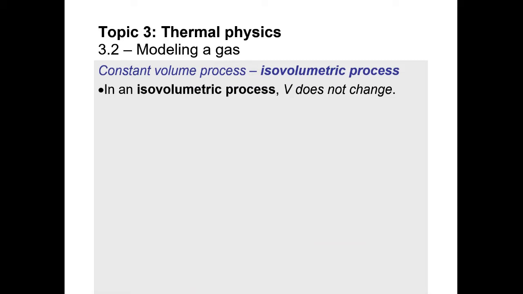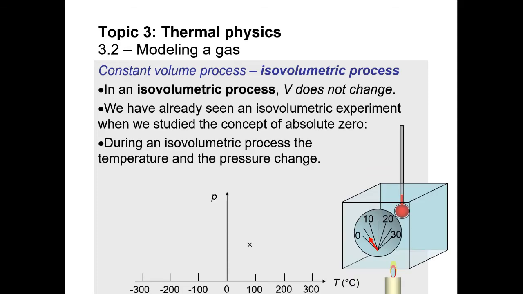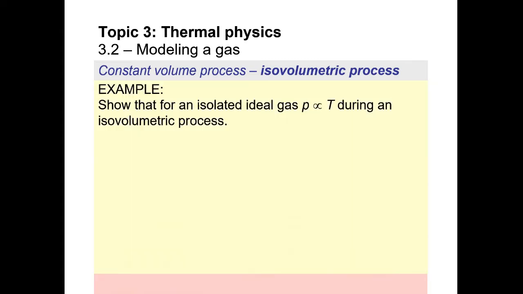Now let's take a look at the isovolumetric process. Volume does not change. When the temperature rises, the pressure rises. And note that volume was kept constant in this experiment. This shows that for an isolated ideal gas, pressure is proportional to temperature during an isovolumetric process.